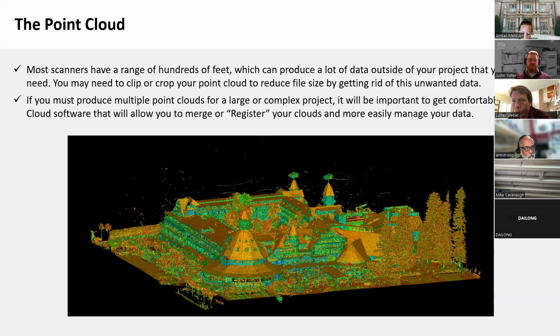Most scanners have a range of hundreds of feet, which can produce a lot of data outside your project that you don't need. You may need to clip or crop your point cloud to reduce the file size by getting rid of that unwanted data. For example, with the horizon scanning on a roof, you could capture buildings a long ways away and that can really hamper your ability to import it into AutoCAD later or Revit.